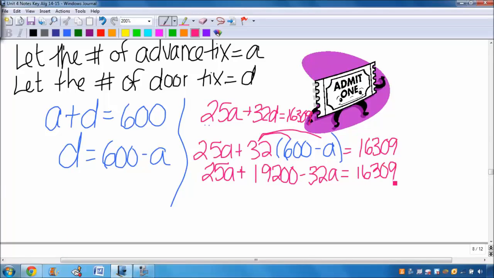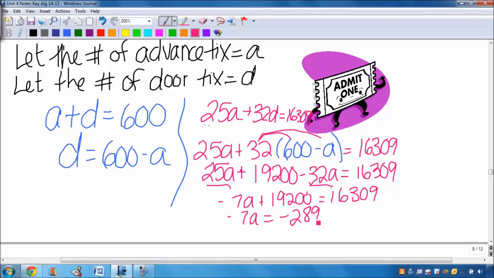16,309. Okay? Combine your like terms, you end up getting negative 7A plus 19,200 equals 16,309. So then you end up getting negative 7A equals, subtract the 19,200 from both sides. You get negative 2,891. Divide both sides by negative 7. That means that A equals 413. So 413 tickets were sold in advance.